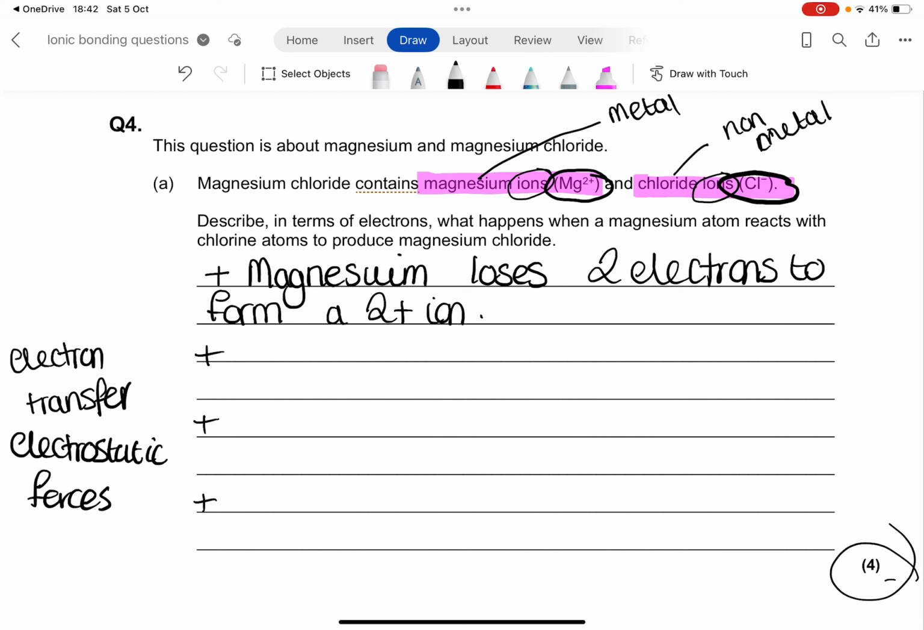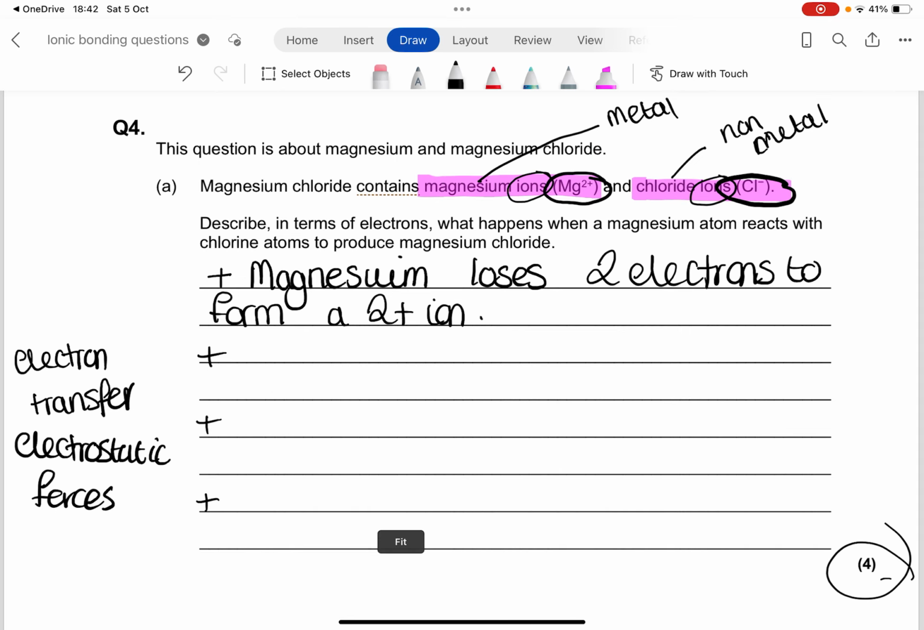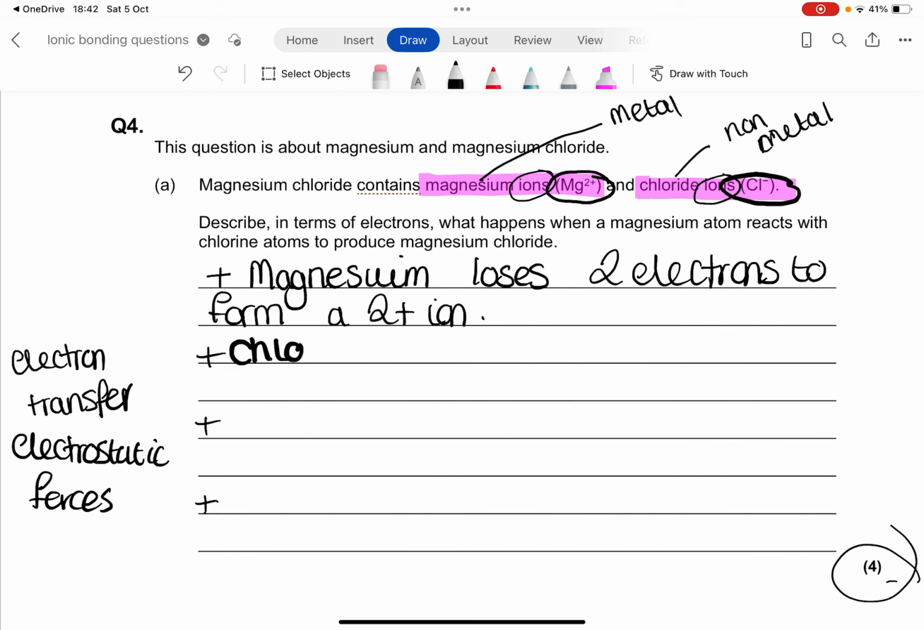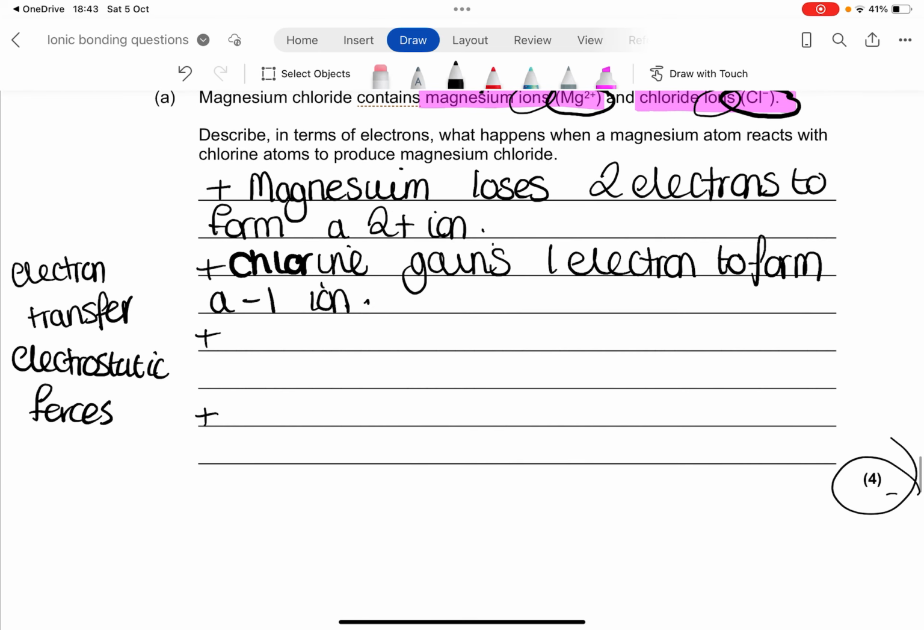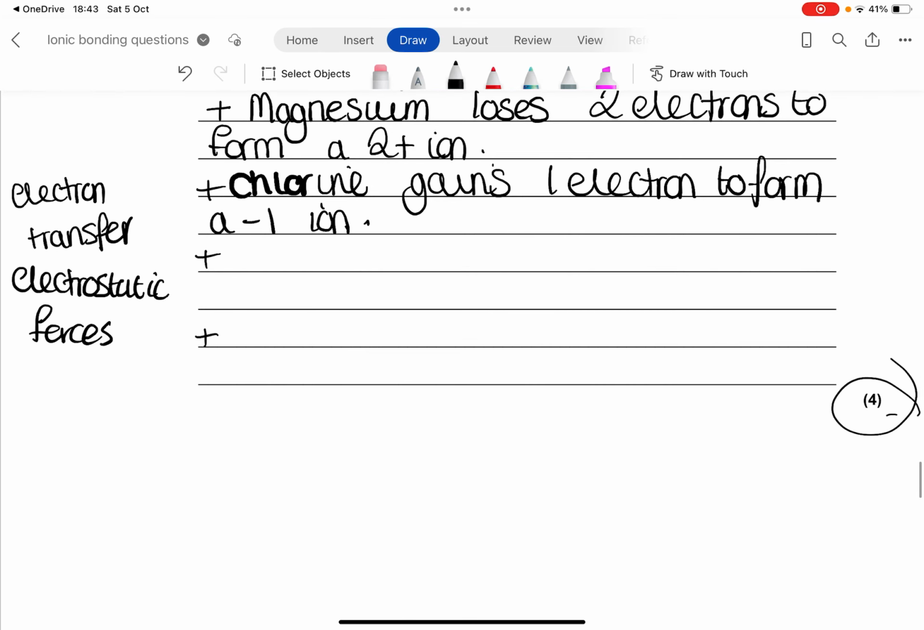It must gain 1 electron. If it's a 1- ion, it's gained 1 electron. So I'm going to write that. Chlorine gains 1 electron to form a -1 ion. Now we can see that magnesium's lost 2 electrons, chlorine's only gained 1.